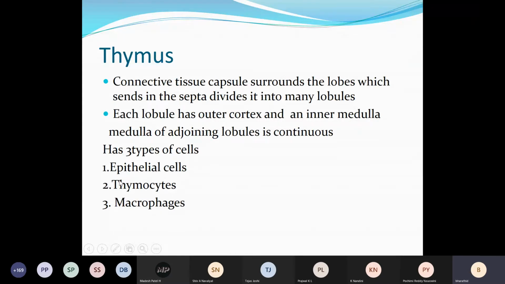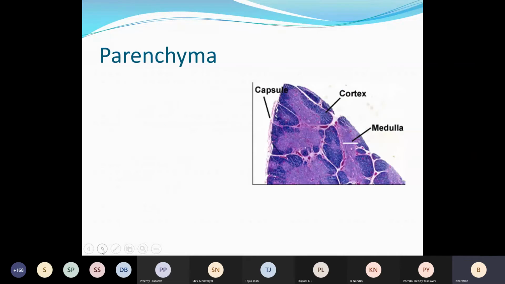Okay, so these are the three types of cells: epithelial cells, thymocytes, and macrophages. Now you are seeing in your slides, this is how you see. This is an outer capsule, which sends in the septa, dividing it into lobules. This is one lobule, this is one more, this is one more. You can see the various lobules.